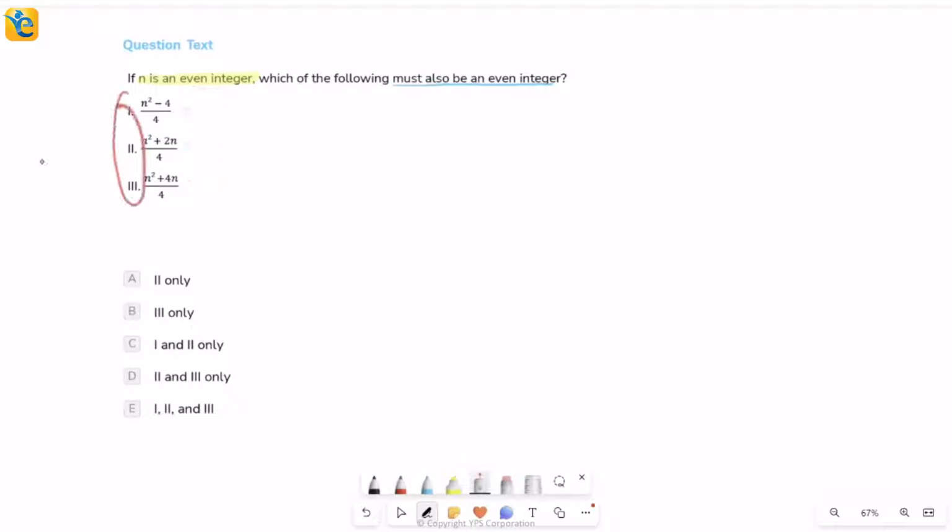Now whichever one out of these is definitely even, that will be selected for me. So what we'll do is we'll just take each of these expressions one by one, along with this only piece of given information, and see if it is definitely even.